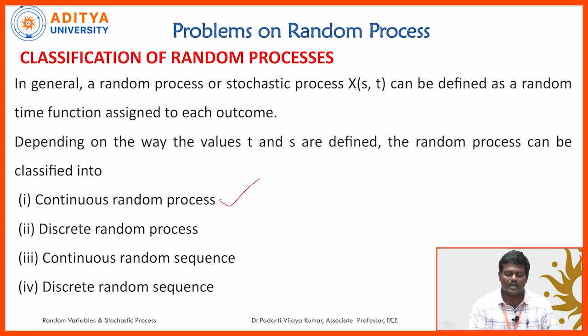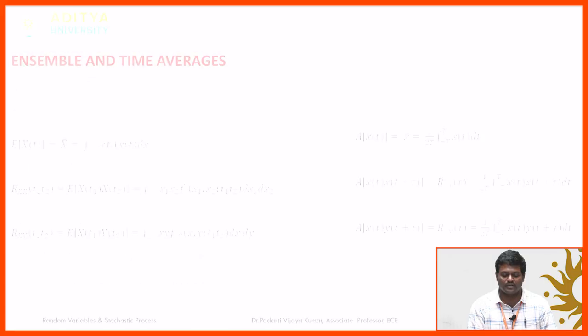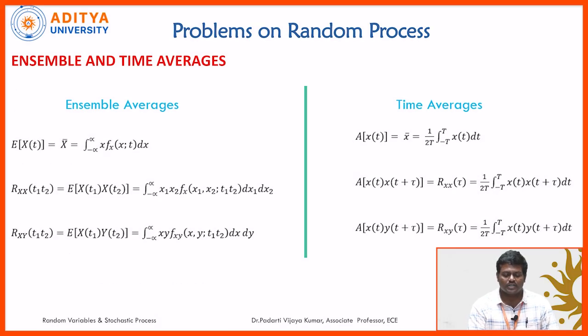In a continuous random process, the sample space is continuous and time is continuous. If the sample space is discrete and time is continuous, we call it a discrete random process. If time is discrete and sample space is continuous, we call it a continuous random sequence. If time is discrete and sample space is discrete, we call it a discrete random sequence. So this classification we have already seen.